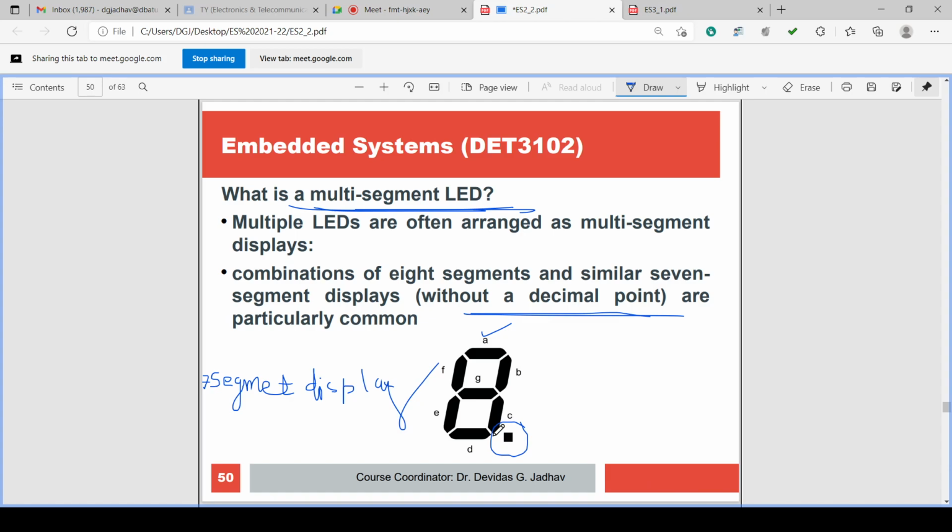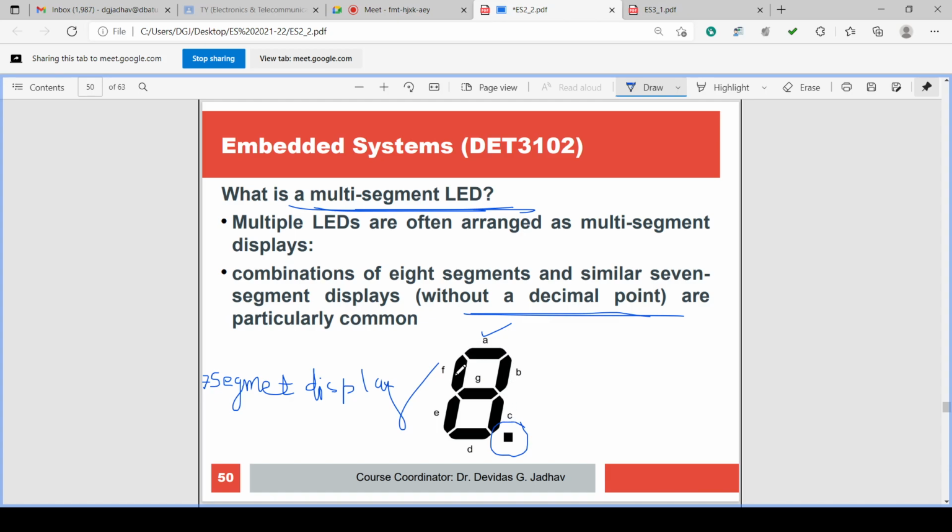Suppose B and C glow. B and C are made on, so it will display 1. Suppose A, B, G, E, D are made on. This is displaying 2. A, B, G, C, D: this is displaying 3. F, G, B, and C: this is displaying 4.